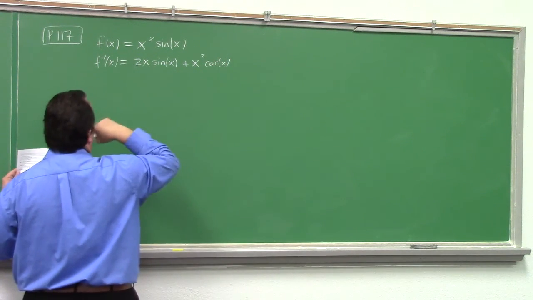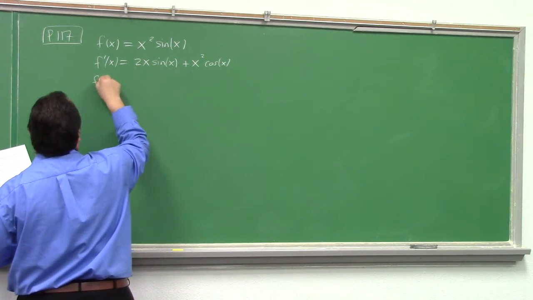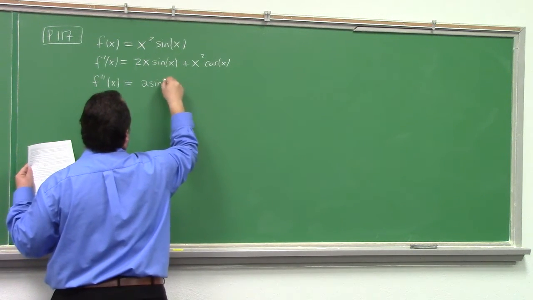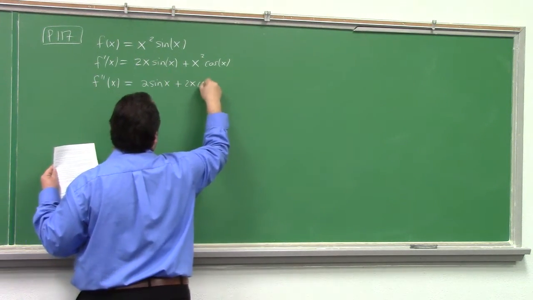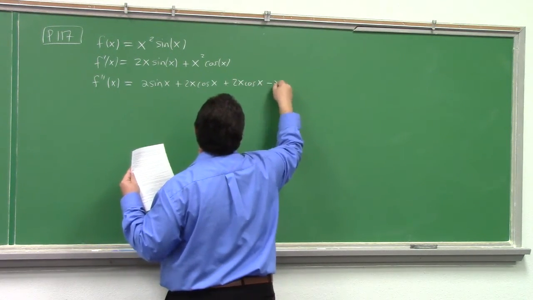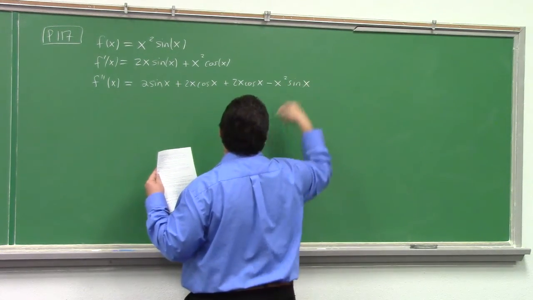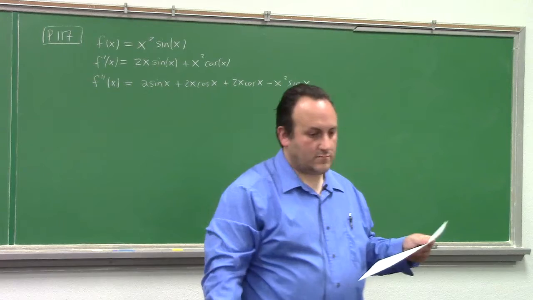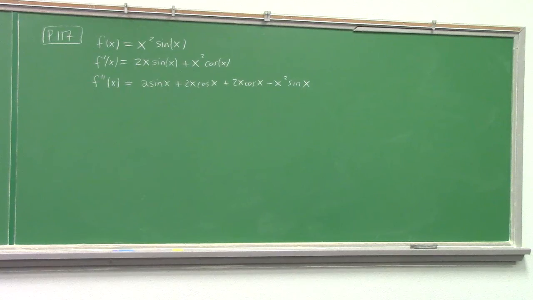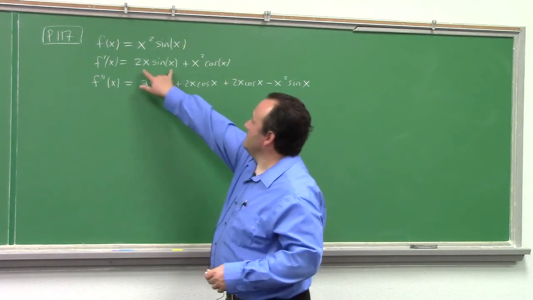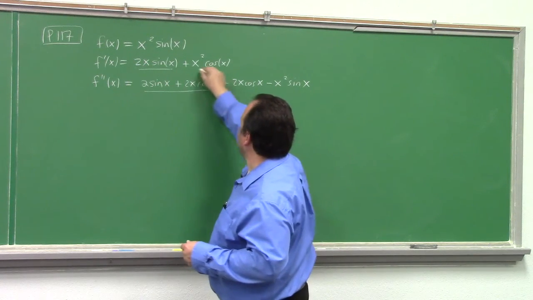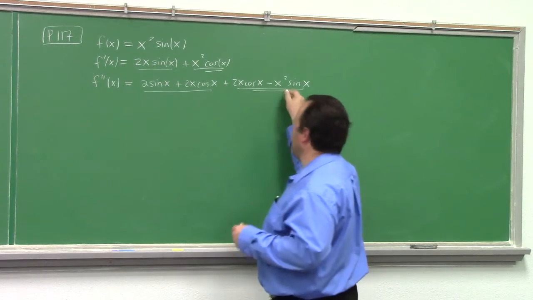And then I'll just go ahead and differentiate again. If I do it this way, then it's 2 sine x plus 2x cosine x plus 2x cosine x minus x squared sine x. I had to do the product rule twice. The reason I had 2 products: this is a product, and that's a product. So this differentiated to give me these 2 terms, and this differentiated to give me those 2 terms.